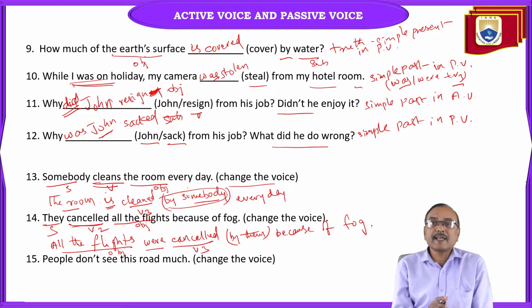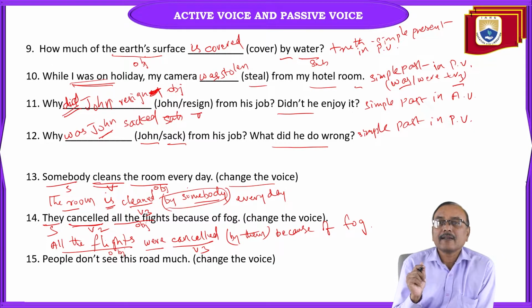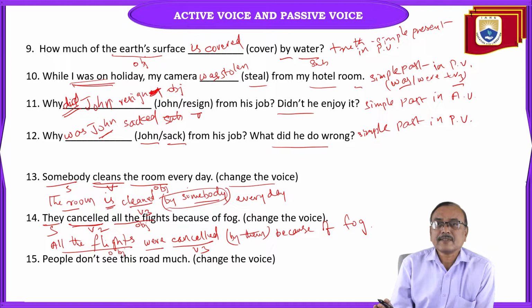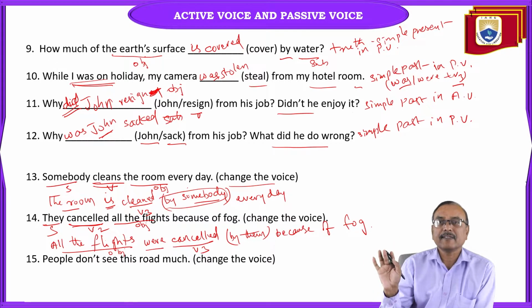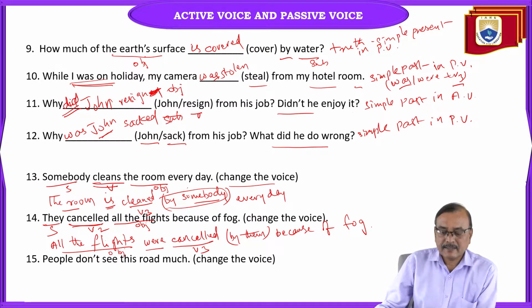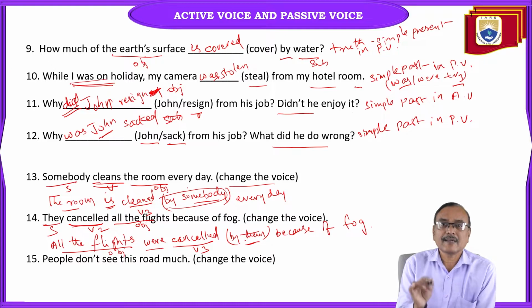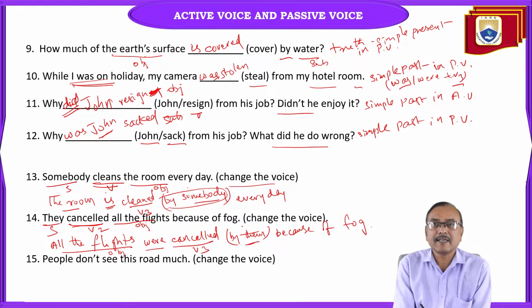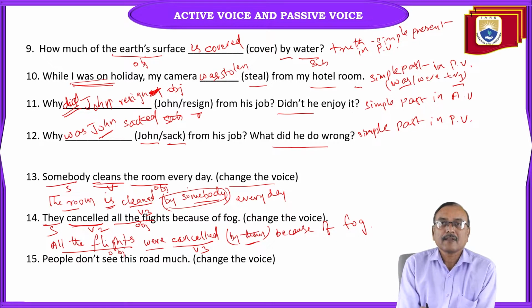'By them' is not necessary because we are not giving importance to who did it. We are not giving importance to the subject. Who did it is not important here, but what was done is important. What was done? All the flights were cancelled. Why? Because of fog. That's enough. Right? If it is specific, like a named person or a department, then you can mention it. Otherwise you can delete it if it is not specific. All the flights were cancelled because of fog.